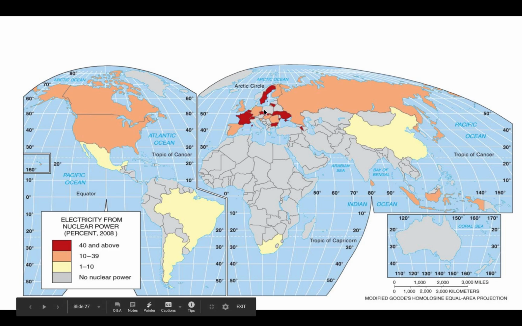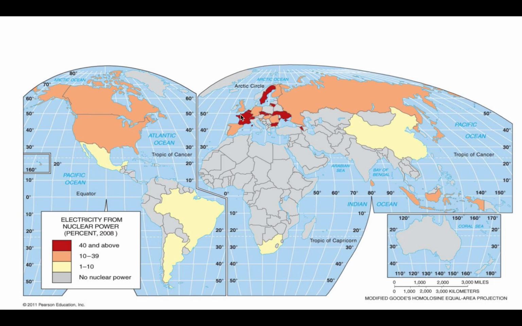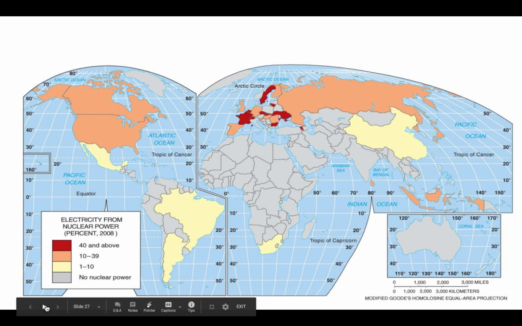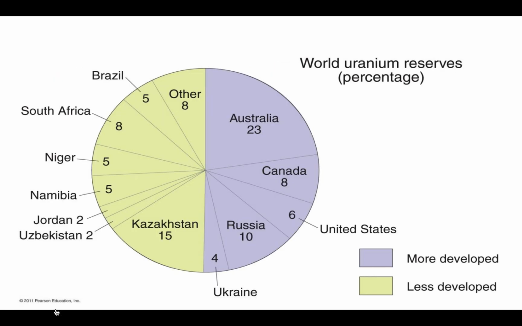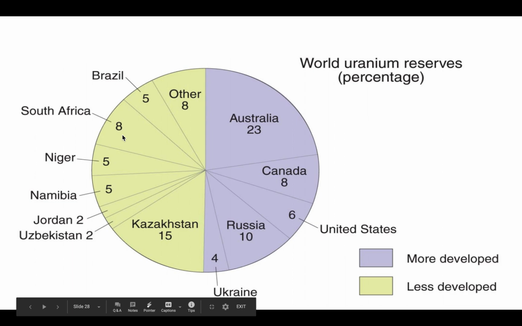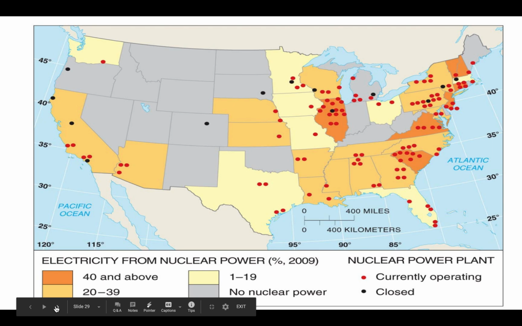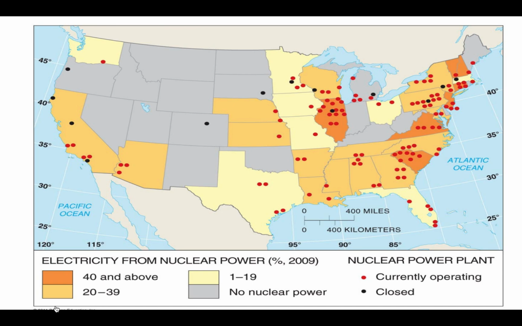All right, nuclear power, we can see it's commonly used in Europe. The most nuclear power is used in France. Uranium, which is a resource used for some forms of nuclear production through the fission process. We can see uranium is found almost evenly divided between more developed and less developed countries. We can see nuclear power has the highest arithmetic density and concentration in the northeast. And then also we see clustering in Illinois.